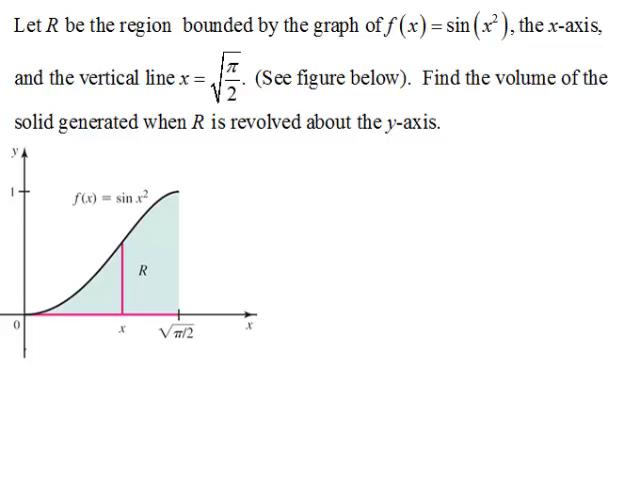Let R be the region bounded by the graph of f of x equals sine x squared, the x-axis, and the vertical line x equals square root of pi over 2. And we see we have that sketched here. Here's the piece of the graph of sine of x squared that's between 0 and square root of pi over 2. Find the volume of the solid generated when R is revolved around the y-axis.